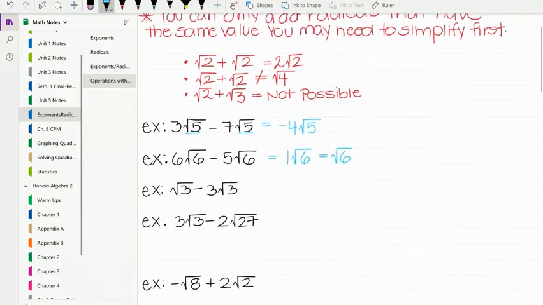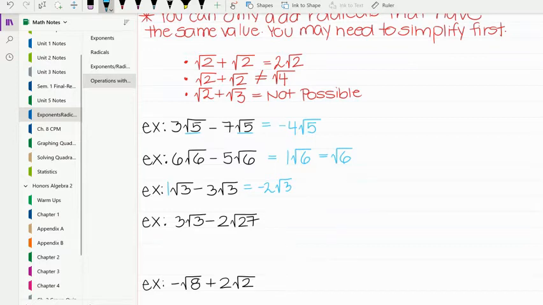This one I have root 3 minus 3 root 3, so I'm going to go ahead and put a 1 here just because it's easier to see what we're subtracting. So I have 1 root 3 minus 3 root 3, which would be negative 2 root 3.